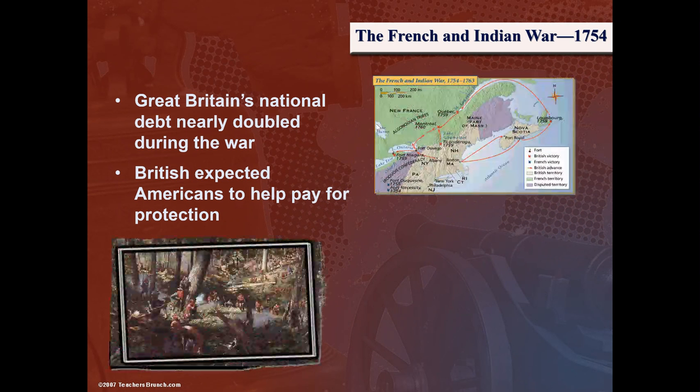And then because of this war, which was a 9-year war, Great Britain was in extreme debt from all the fighting. And then the British expected the colonists to pay for protection and to help them fight off that debt simply for being British citizens. And the Americans were very upset about that.